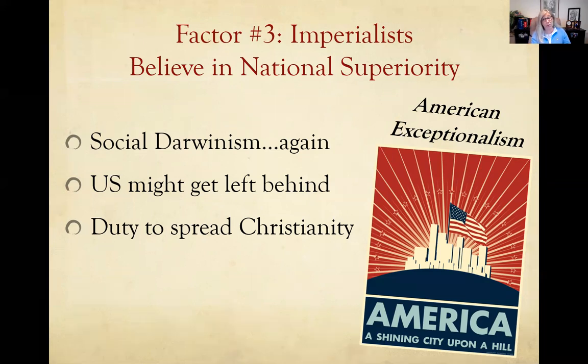And then again, notice the imagery here in the image, America, a shining city upon a hill. That goes all the way back to John Winthrop and the Massachusetts Bay Colony, where they were, as Puritans, trying to show the other parts of the world that this was the true and the best way of life, and that God favored them. And so they're believing here that God's favoring the United States, and this idea of American exceptionalism should be a symbol to the rest of the world on how to live.